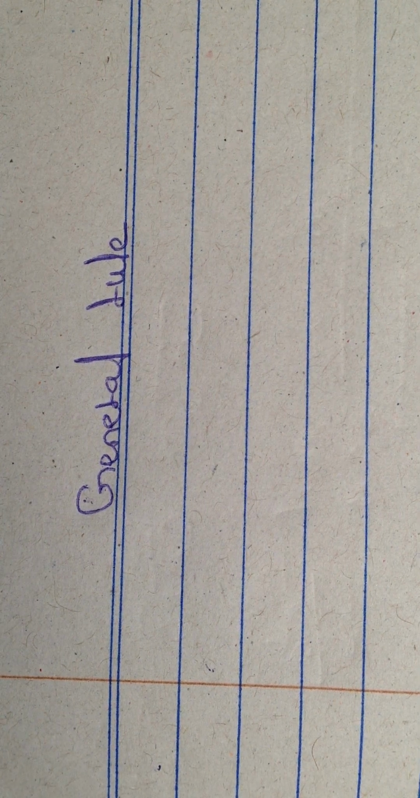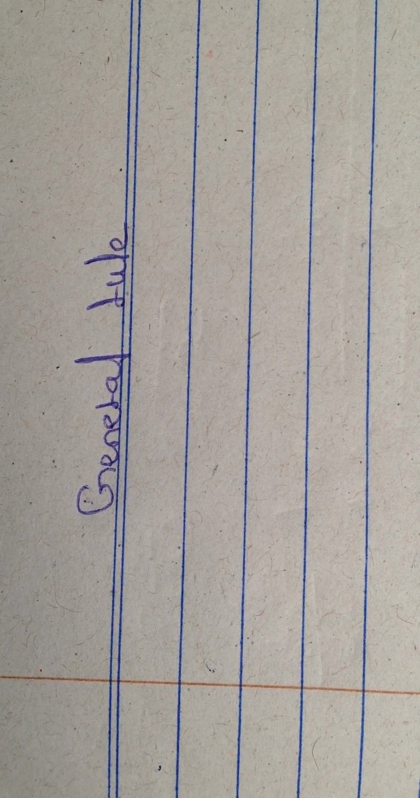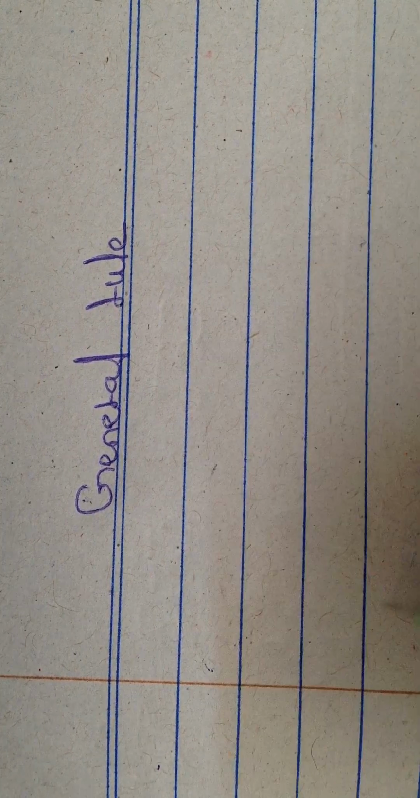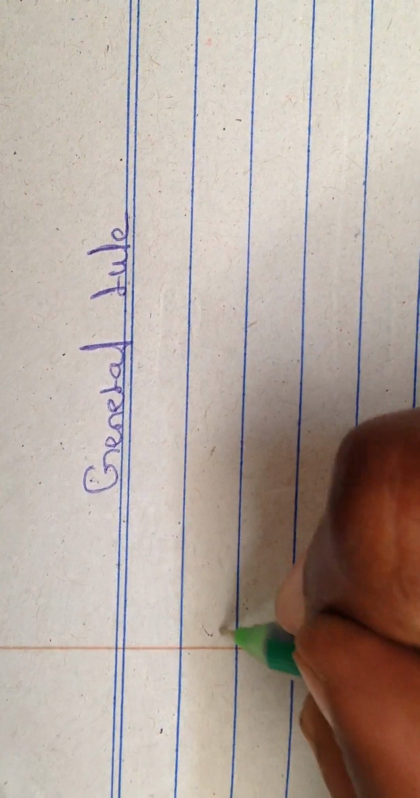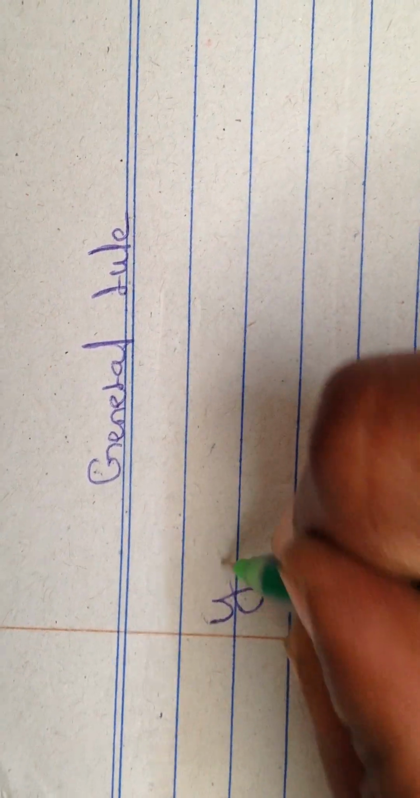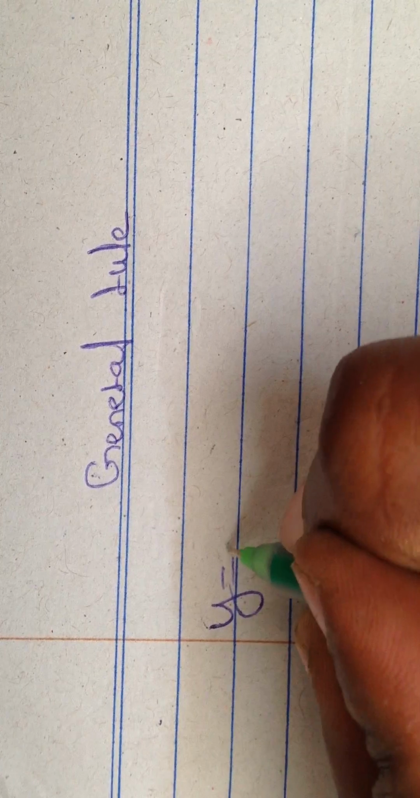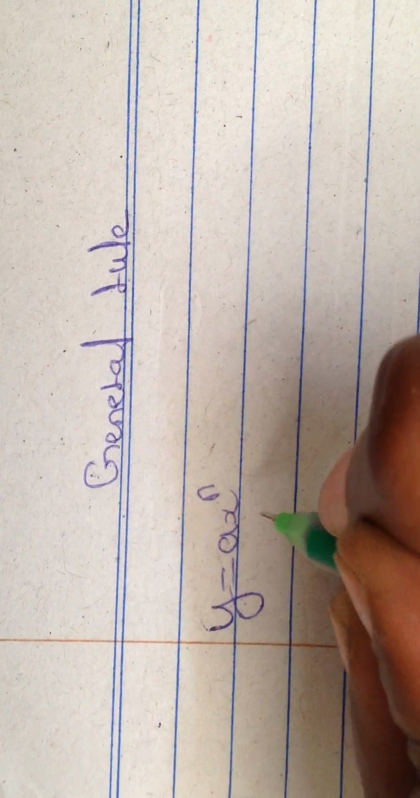Hello, so we continue here with our calculations. We are going to look at the general formula as we agreed on in the previous video. The general rule emerges from the same first principle of differentiation. So we have this formula: y equals ax raised to power n.